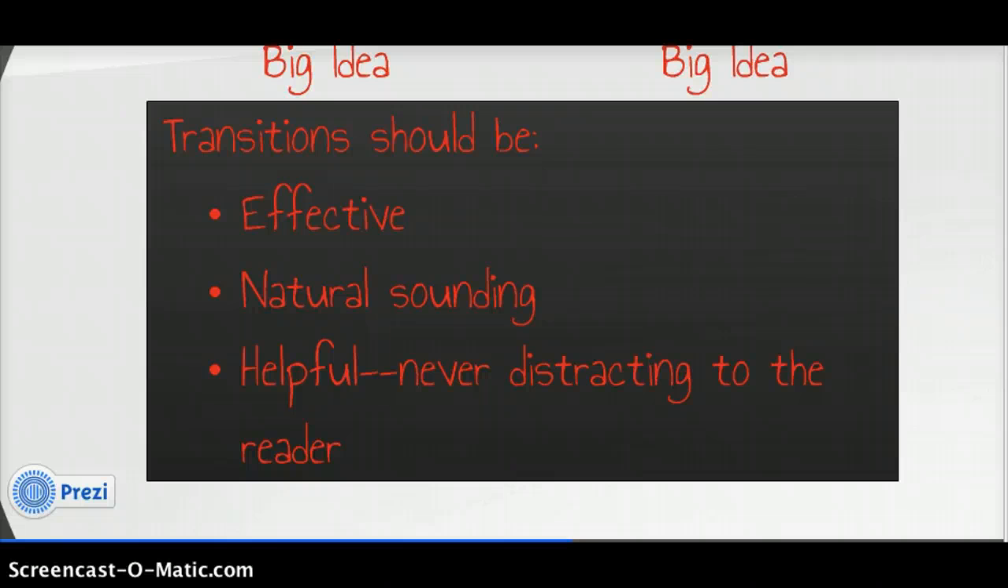Transitions should do the following. They should be effective. In other words, they need to work well. Throwing in a transition just because you're supposed to isn't really going to cut it. They also need to be natural sounding. A lot of times we get in the habit of using things like first, second, and third. And while those are transitions and they do work, they're not very natural sounding. And you always want the transition to actually help the reader through. If the reader gets caught up in what the transitions are and they're very noticeable, then maybe that's not the best transition to have used. It shouldn't distract the reader.